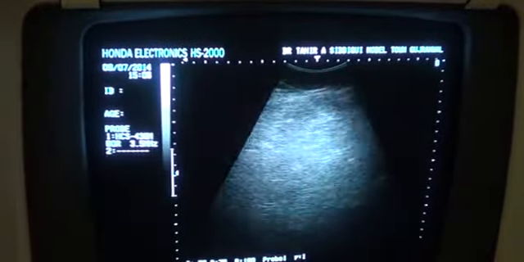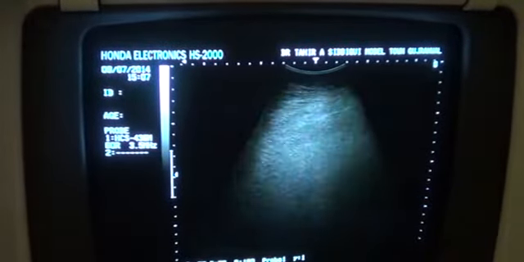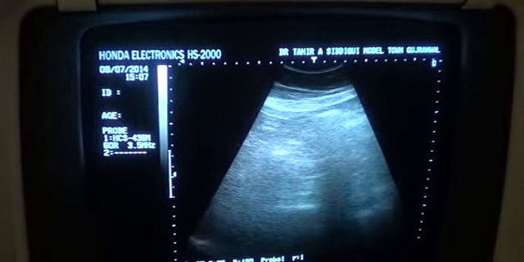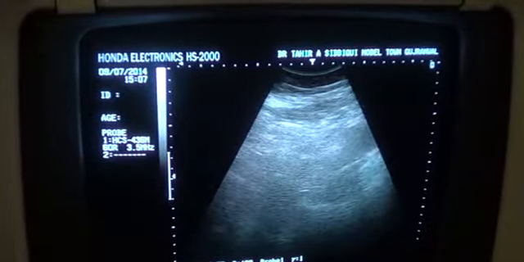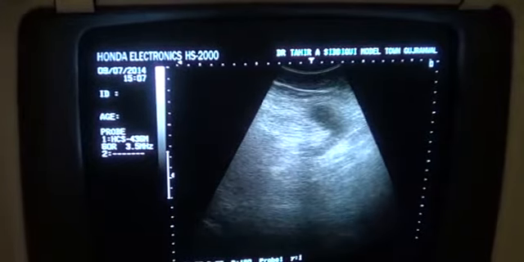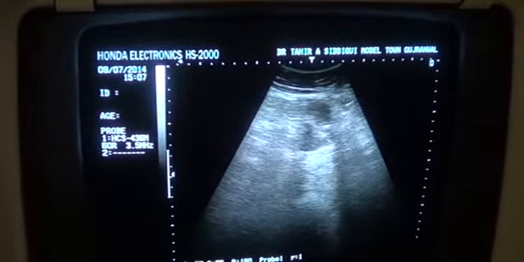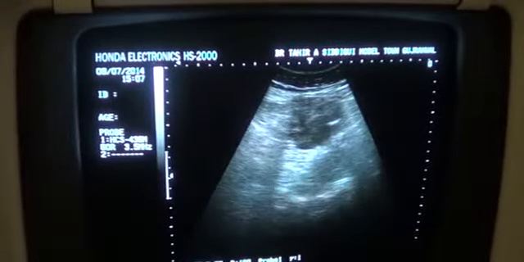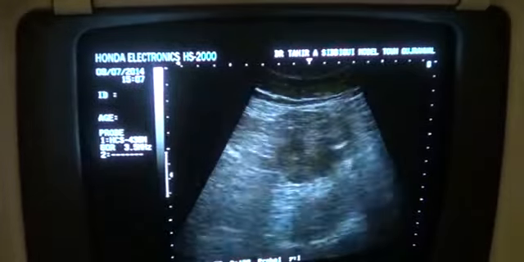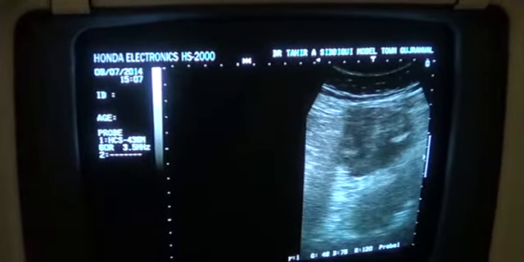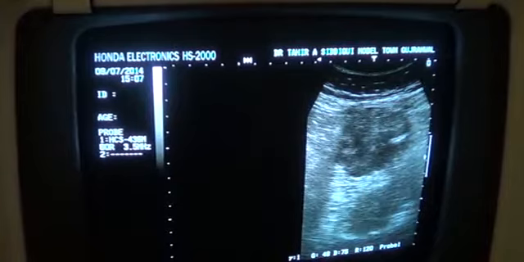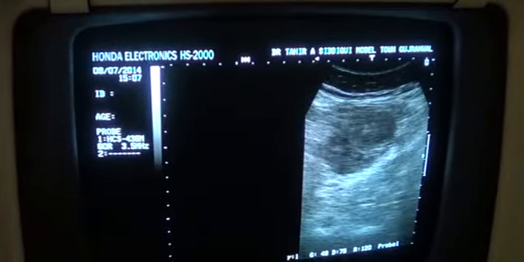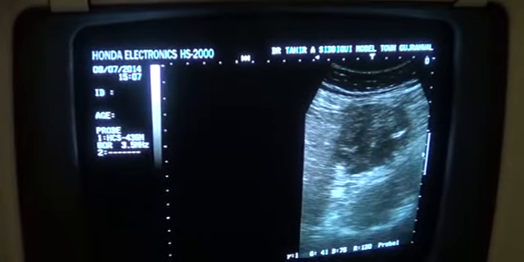Now, as I come from the region of the left upper abdominal quadrant, when I move the probe transversely downwards, here at the lower abdominal quadrant I see a heterogeneous mass with mixed echoes. This is the transverse section, and this is the lower abdominal quadrant.